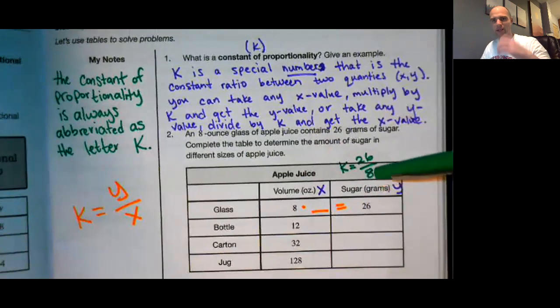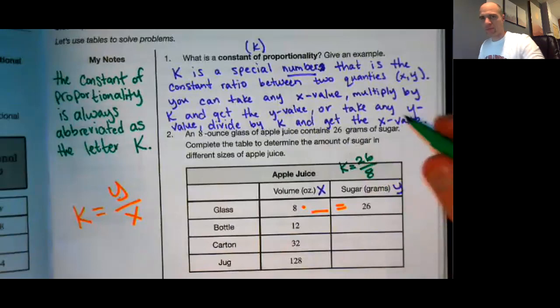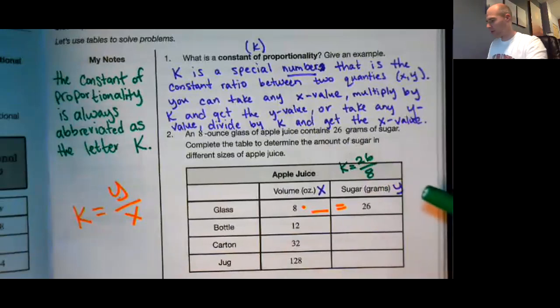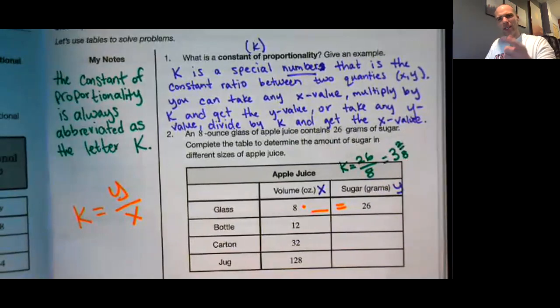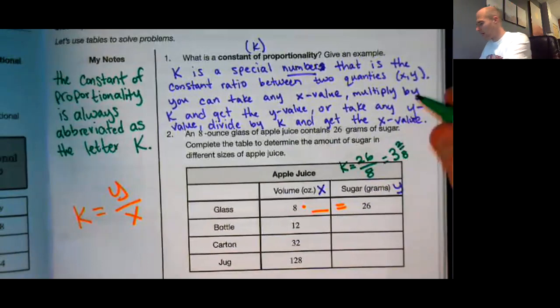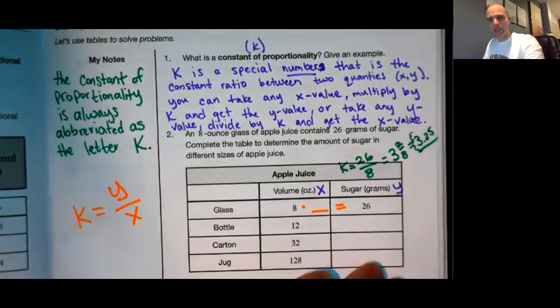If I count by 8s, 8, 16, 24. Okay, I'm almost at 26 now, right? I have 2 left over because I'm at 24. Sorry, no, I counted 8 3 times. So this is 3 with 2 8s left over. And 2 8s is the same as a fourth. But I feel like doing decimal math right now, so I'm going to write it as 3.25. That's my k. This is my special number here, 3.25.